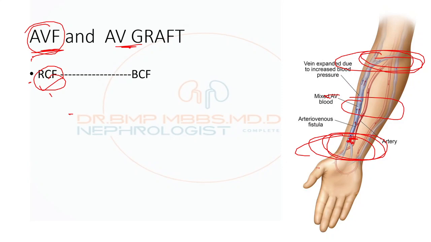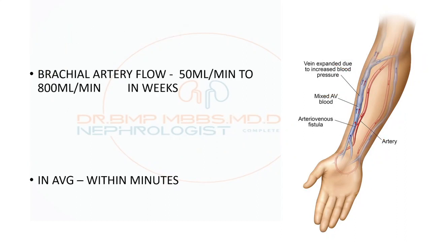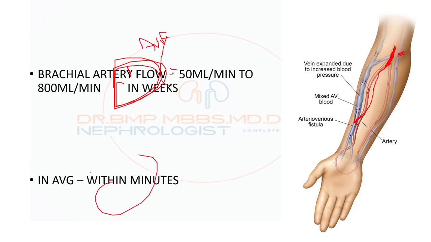Other points they have mentioned: the fistula also should be able to supply a blood flow of a minimum of 300 to 400 ml per minute, but for dialysis, as I mentioned, we need most of the time 180 to 350 ml per minute. The blood will be coming from the artery going into the vein. And a few other points they have mentioned: in the brachial artery, the blood flow is 50 ml per minute. Once the fistula is made, it can increase up to 800 ml per minute in weeks. In case of AV grafts, it might increase within minutes. This point Harrison has mentioned.